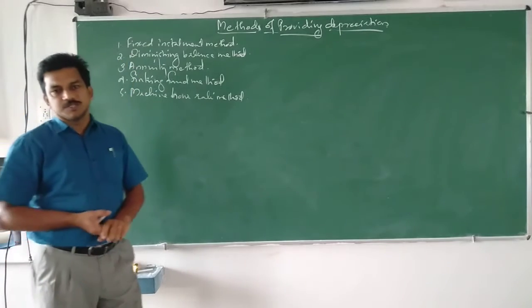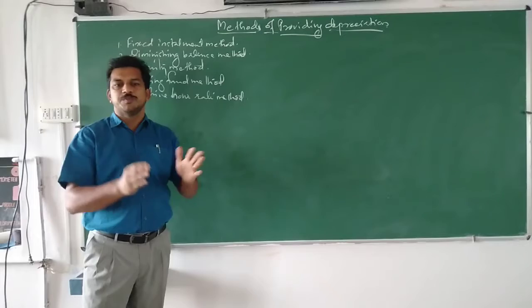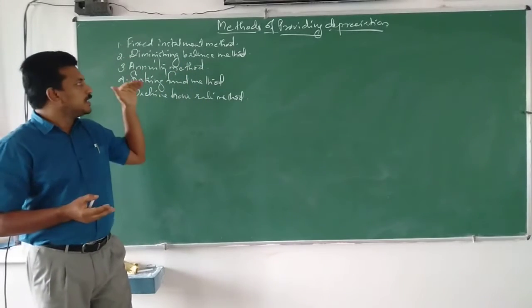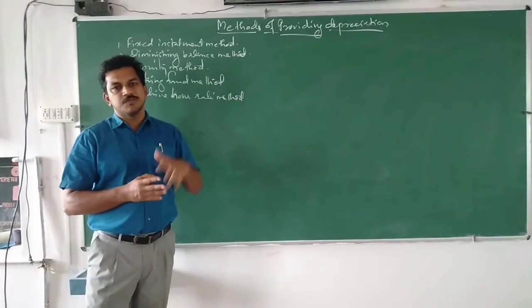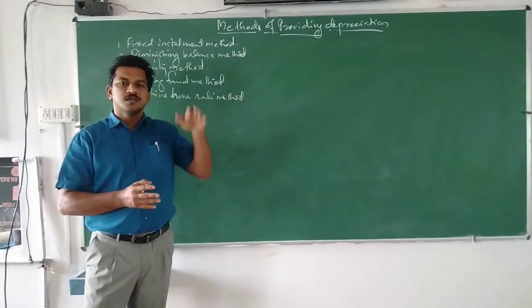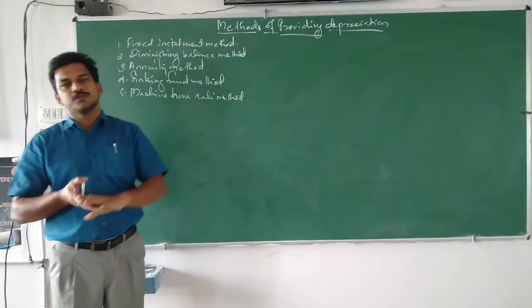Fixed installment method. In this method, every year a fixed amount of depreciation will be written off throughout the life of the asset. Diminishing balance method. In the diminishing balance method, we will write off a certain percentage of depreciation each year based on the opening balance of the asset.